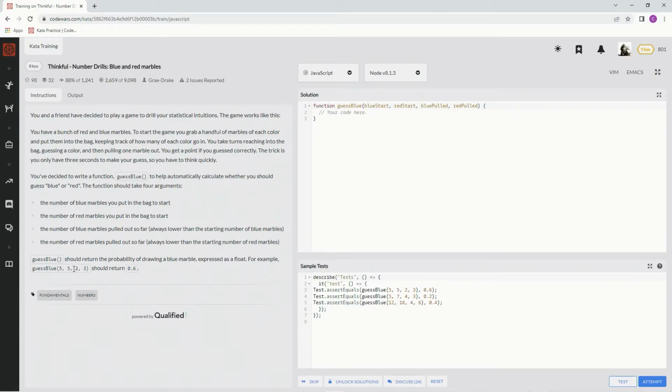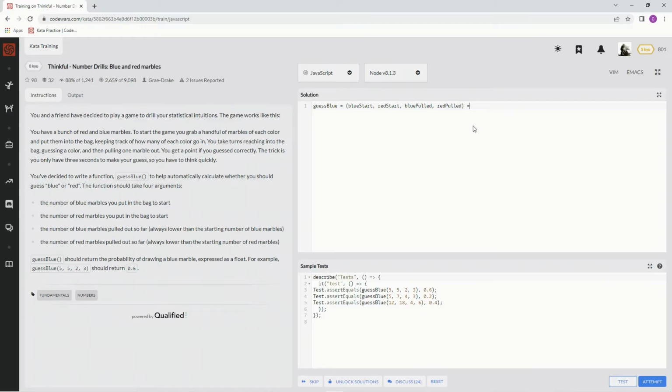(5 minus 2) divided by (5 plus 5 minus 2 minus 3). That's what we're going to do. So this one we don't have to do any extra learning. We just have to do a little logic. All right, so let's just set this up real quick. We're going to do exactly what I just said.